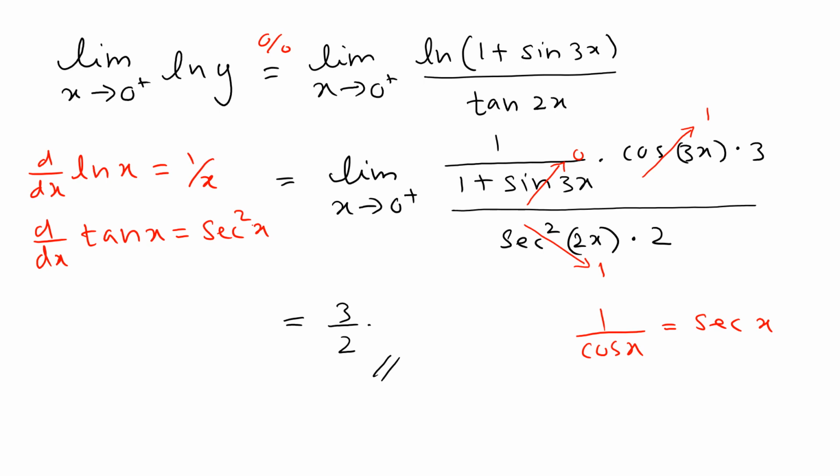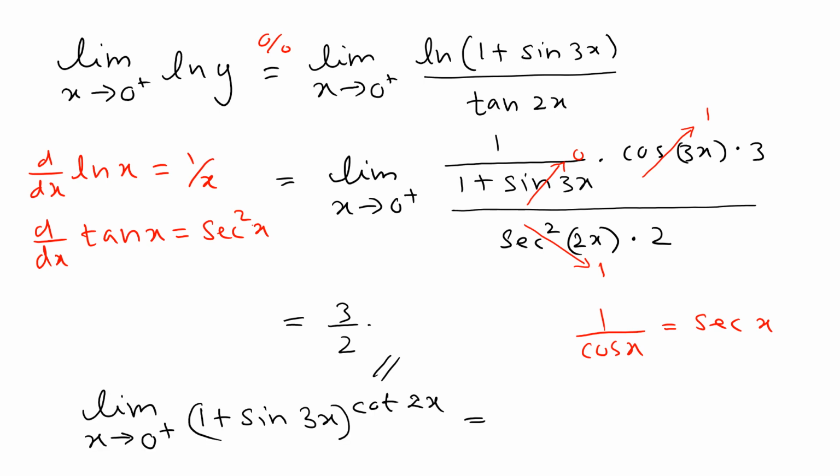It's a very interesting one. So we got that the limit as x goes to 0 of (1 plus sine 3x) to the power cotangent 2x equals 3/2 as the answer. Those two numbers go as a fraction. Very interesting. Okay, so let's look at the next method.